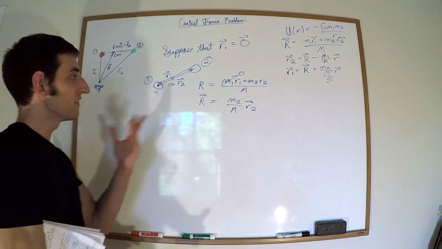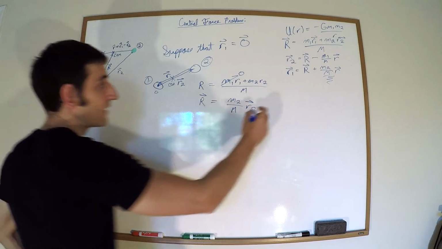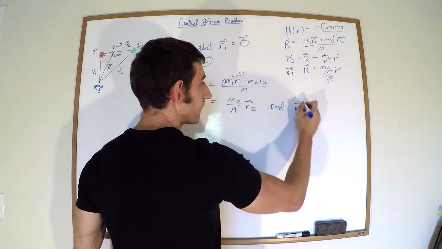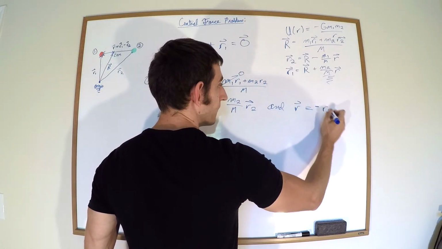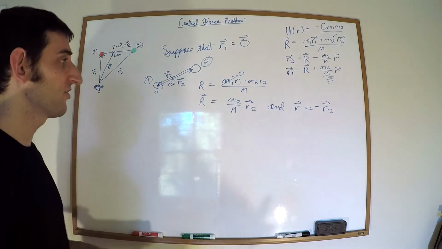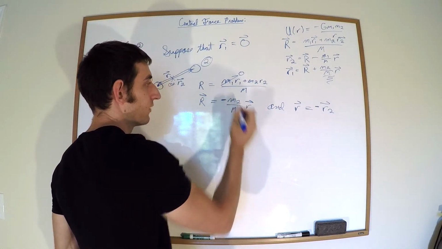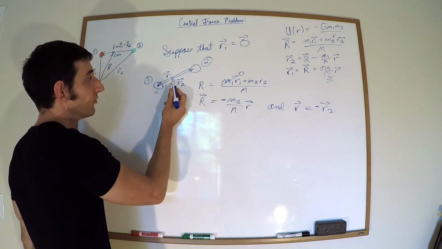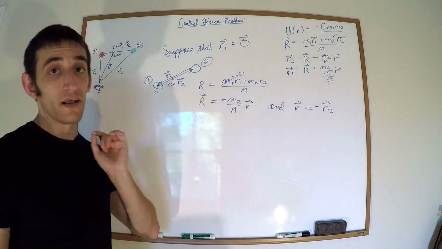So we see that this is always going to point towards that, but we also see that little r is equal to negative r2, because it's in the opposite direction. Same magnitude, but in the opposite direction. So we could say r2 is equal to negative r, so we can get this. What that means is that the distance from the origin to the center of mass is as such, and we see that it's always on little r.